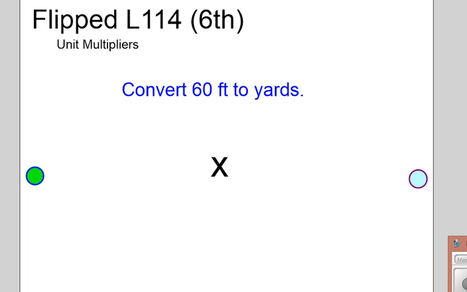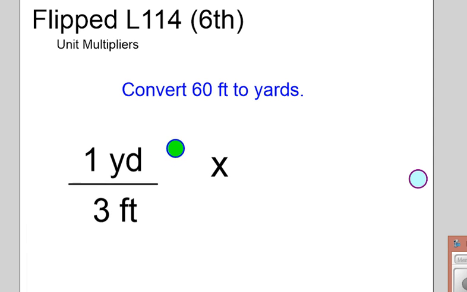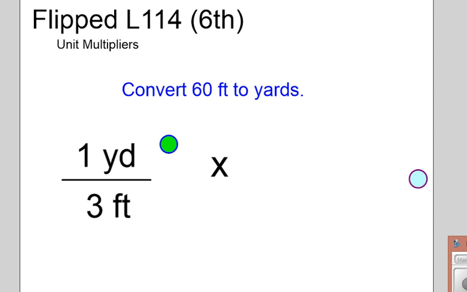All right? So in your mind, the first thing you want to think is, if I want to convert feet to yards, I need to know how many feet are in a yard. So I'm going to pull out the idea that I know that 1 yard equals 3 feet. Okay, so I know that already. And right here I've already strategically placed my yards up top and my feet down bottom.